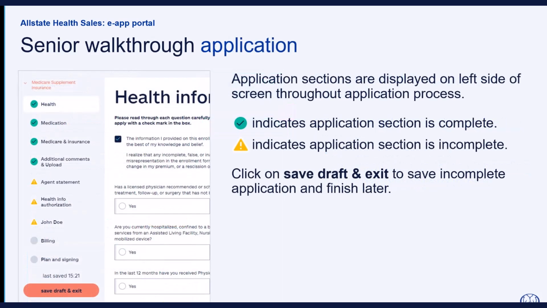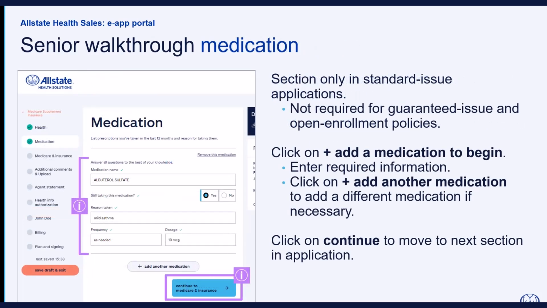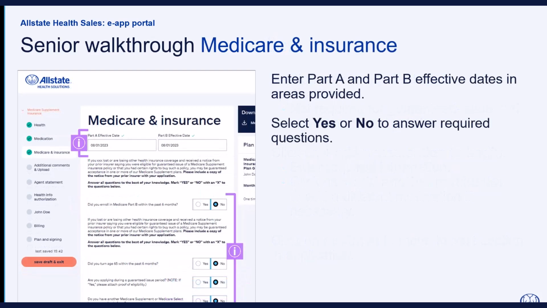Once we jump into the application, a lot of this will be similar to the under 65 with differences in the questionnaires that are asked. Just remember, a green check mark circle means you've completed it. A yellow exclamation triangle means there's something to address. When you get to the health questionnaires in the Medicare space, we will also be asked to provide doctors' information for our customers, as well as medications. We will need to capture Part A and B effective dates for our Medicare clientele.